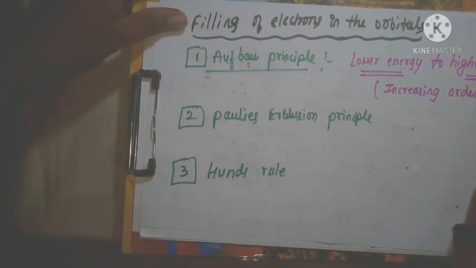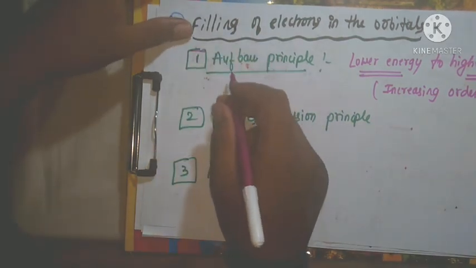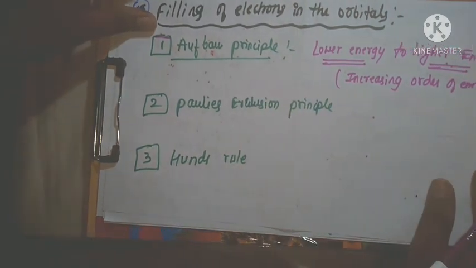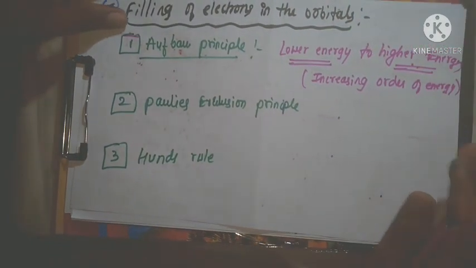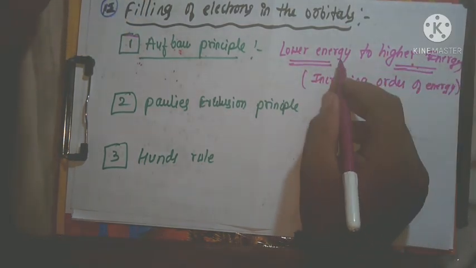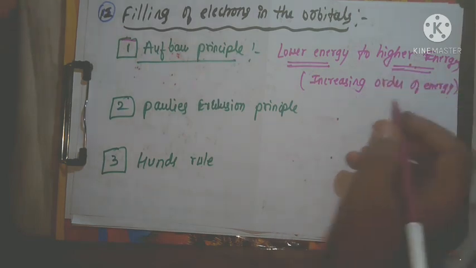What is the statement for this one? The statement is very important for the theory. What is the statement? In the ground state of an atom, the orbitals are filled in increasing order of their energies. That is the rule. I only wrote lower energy to higher energy. Means first lower energy orbitals are filled, next higher energy orbitals, or you have to follow the increasing order of the energy.